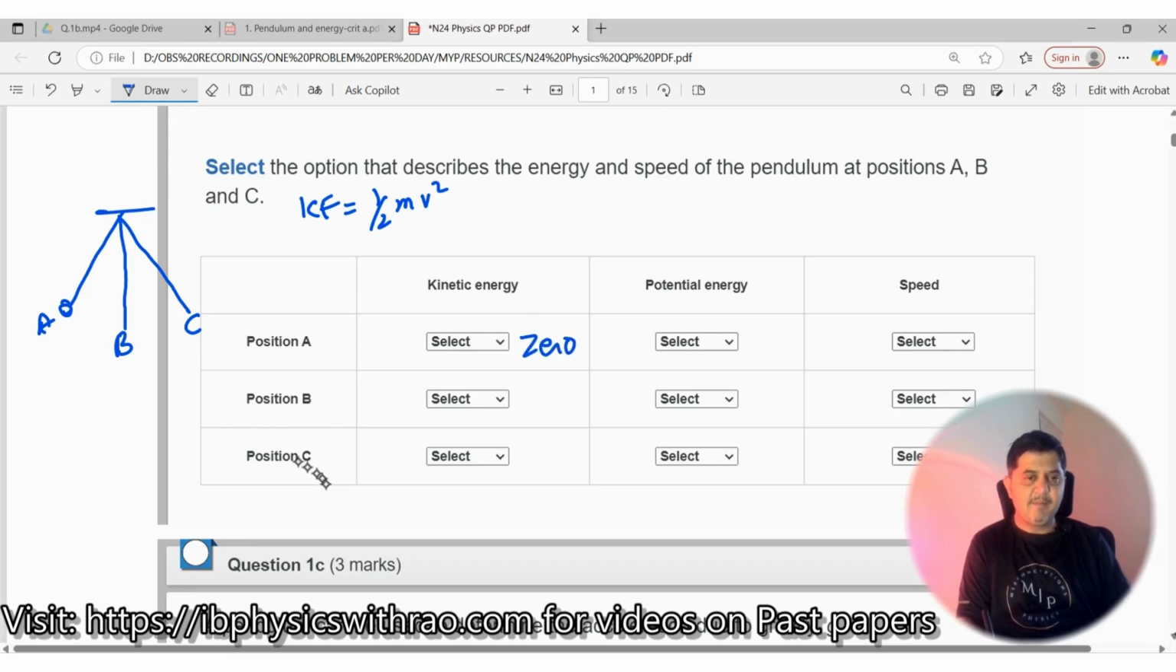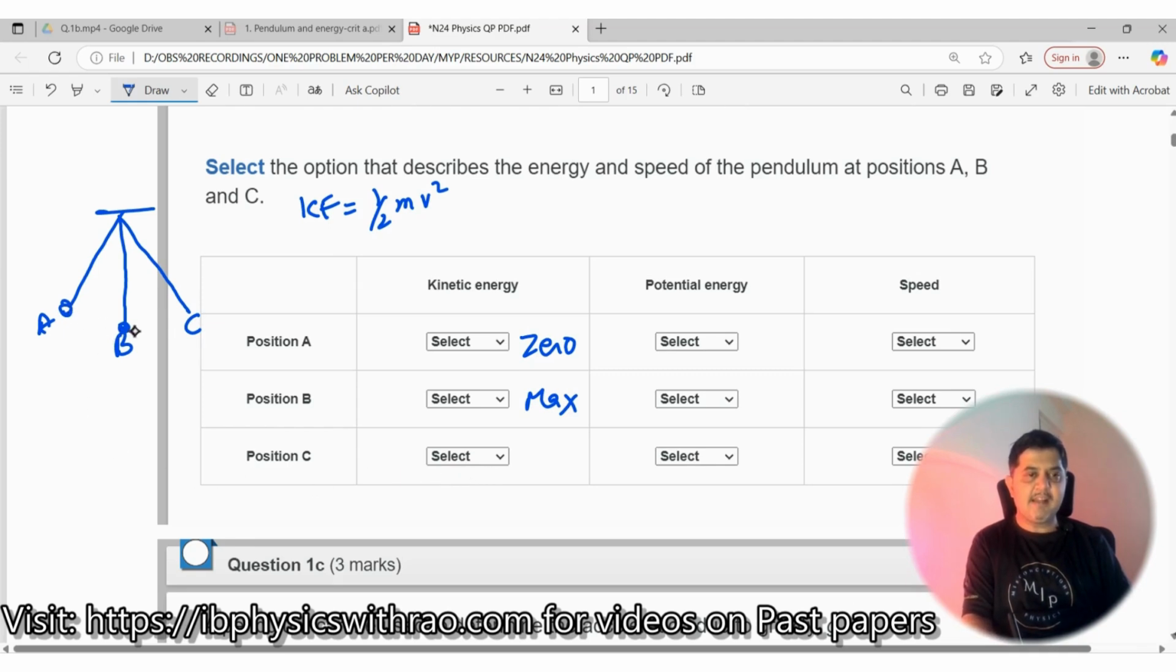This would be 0. And then at position B, what was the kinetic energy? When it came down here, the speed starts increasing. When it was at this point, the speed was very, very high. So therefore, when speed is higher, v squared is also higher. V is high, v squared is higher. The kinetic energy will be maximum. This would be maximum.